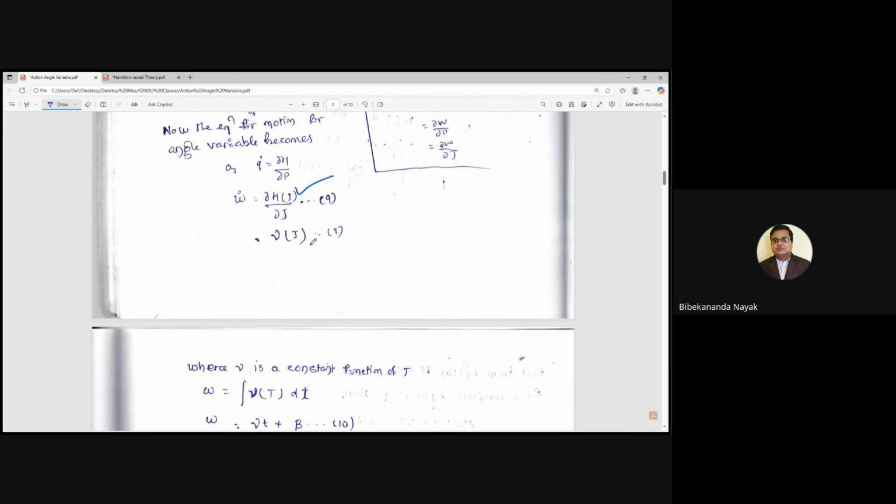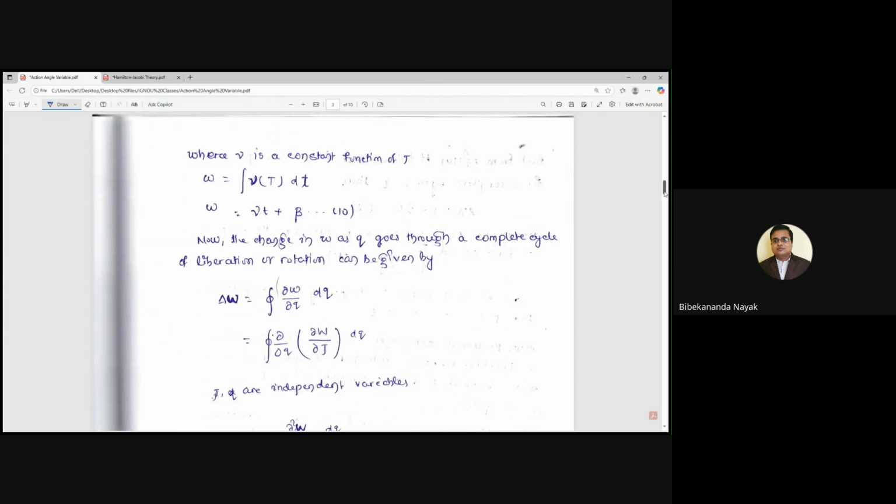H is now written as a function of J, and del H by del J is actually the frequency nu. So w is equal to the integration of nu dt, which we can say is nu t plus beta. Now consider the change in w as Q goes through a complete cycle of libration or rotation. We write del w as del w by del Q into dQ, integrated over the complete cycle.